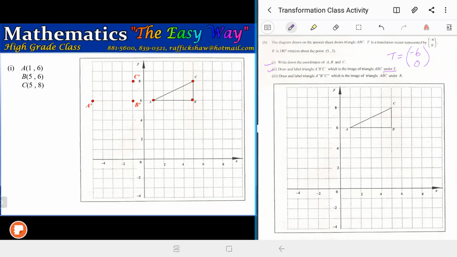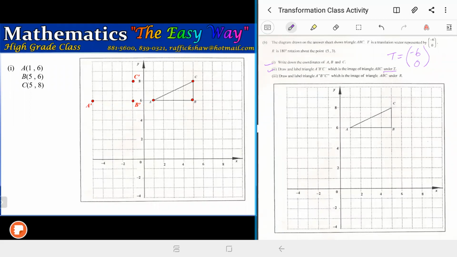So many times I say that. People try to do the transformation and draw the whole triangle at one time. No, don't do that. One point at a time to make sure that everything is correct. When you're constructing a transformation, do it one point at a time.